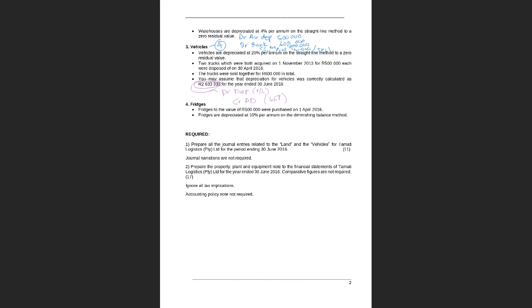Okay, so your statement of financial position normally has all of your assets and your liabilities, and your statement of profit or loss normally includes all your incomes and your expenses, and in your statement of changes in equity, that's where you have all your equity items with opening balances, what happened during the year. So that would be like share capital, share premium, all of those things.